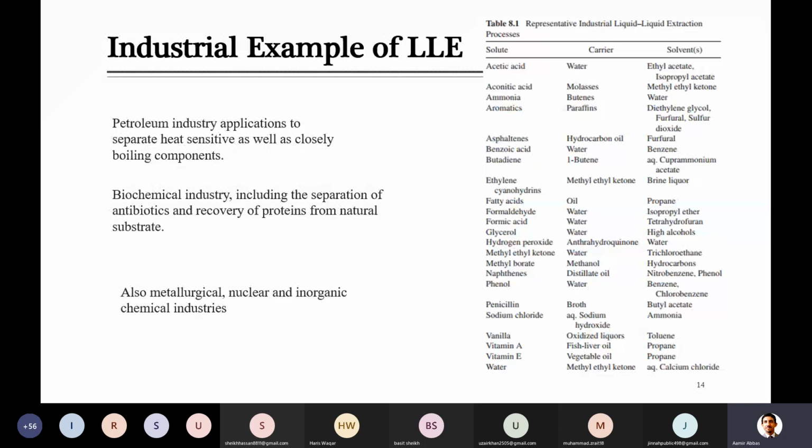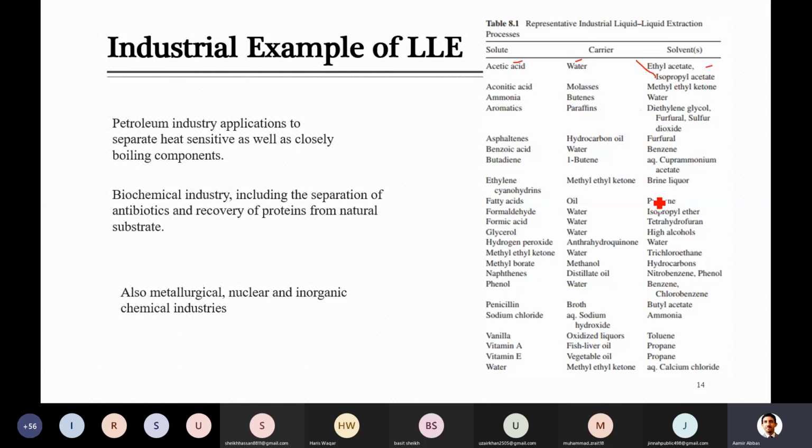So here in this table from your textbook, you can see that if your solute is acetic acid and it is part of the water, then it can be removed with the help of some ethyl acetate, which we have seen in the previous example, as well as isopropyl acetate. Similarly, for many others mentioned here, based on the solute and the carrier, you have some data at least available. Based on that, you can select the proper or the better solvent.